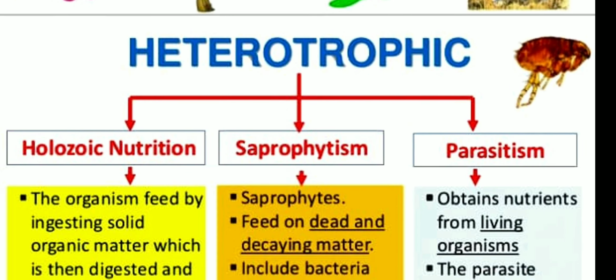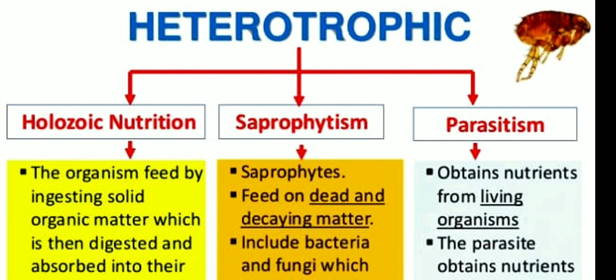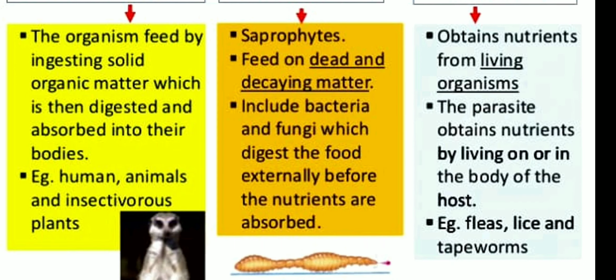But heterotrophs are of three types. That means the heterotrophic mode of nutrition is of three types. The first one is the holozoic mode of nutrition, which is performed by humans, animals, birds.